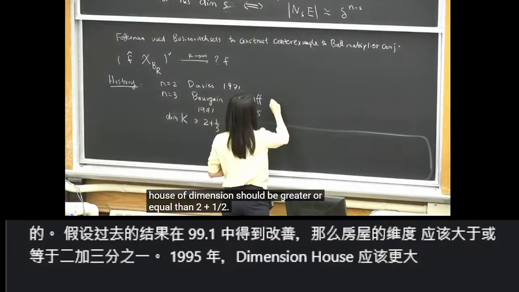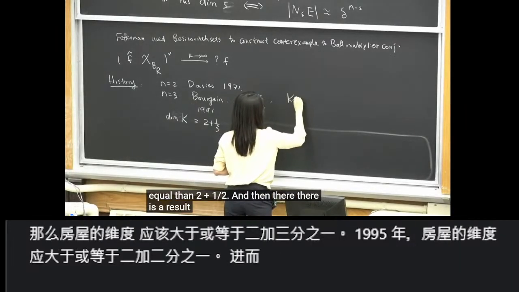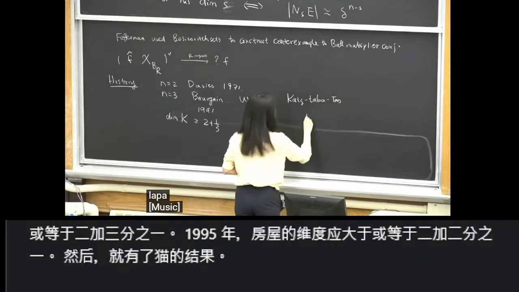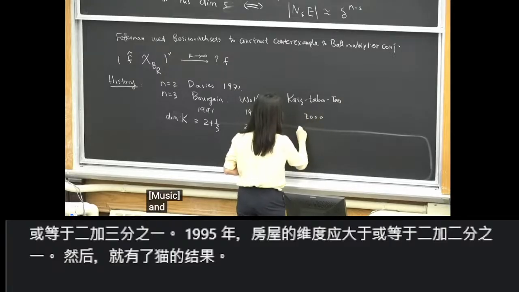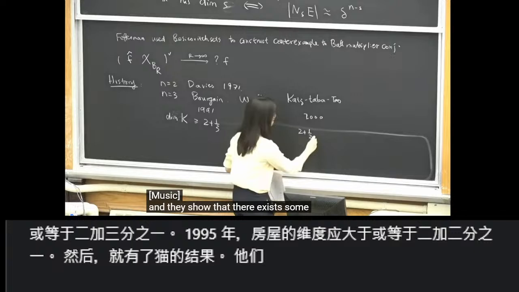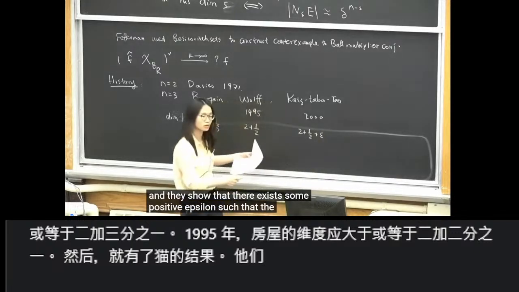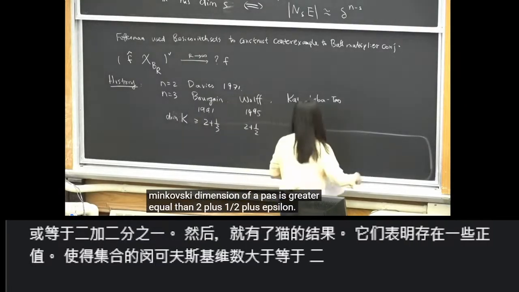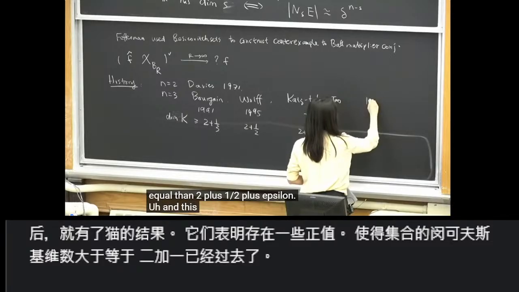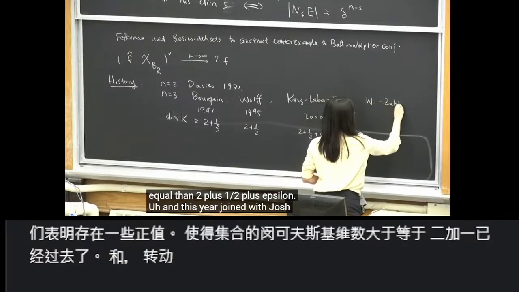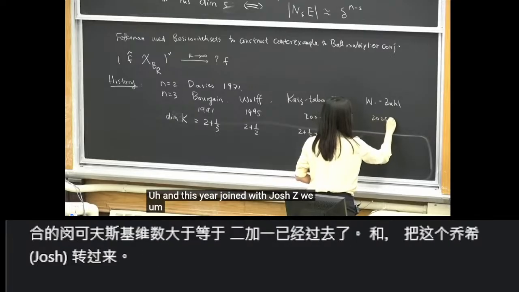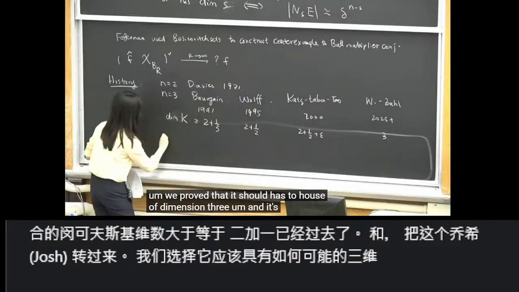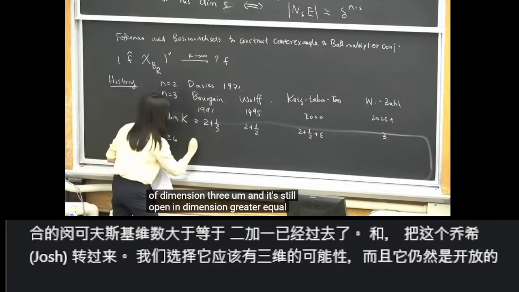And then there is a result of Katz, Łaba, and Tao. They show that there exists some positive epsilon such that the Minkowski dimension of a Kakeya set is greater than or equal to 2 plus 1/2 plus epsilon. And this year, joint with Josh Zahl, we proved that it has Hausdorff dimension 3. And it's still open in dimension greater than or equal to 4.